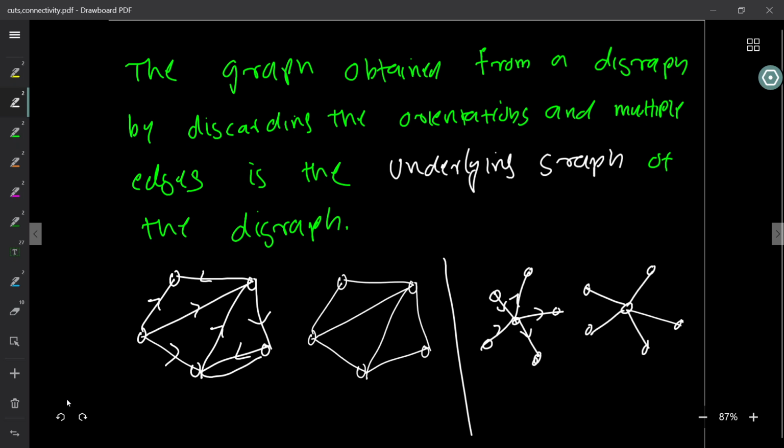Now, so we have given a diagram. We can talk about the underlying graph. Sometimes it is useful to look at this underlying graph. We will see why. And this is the example that you have.